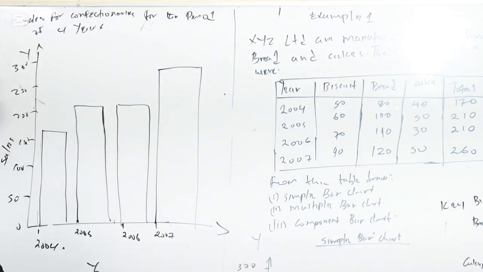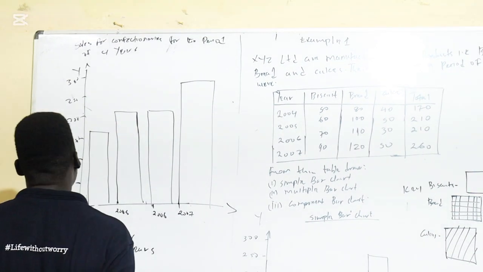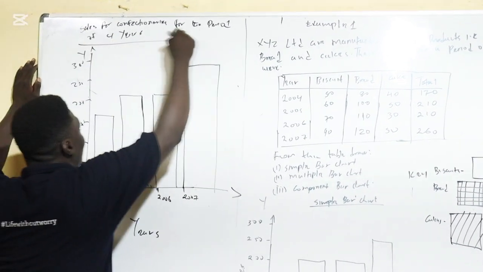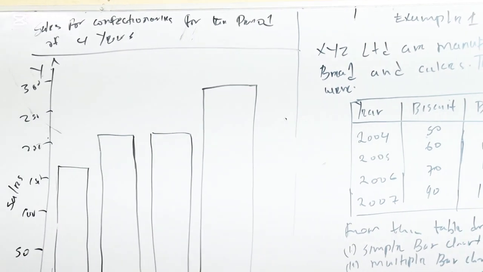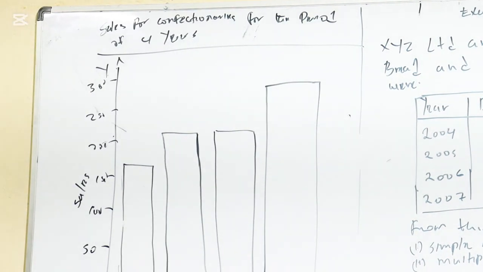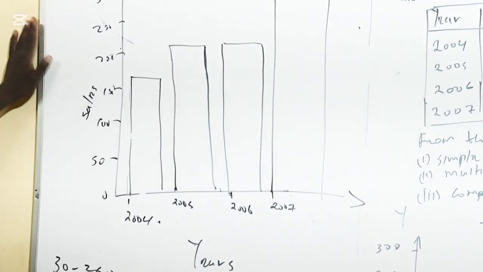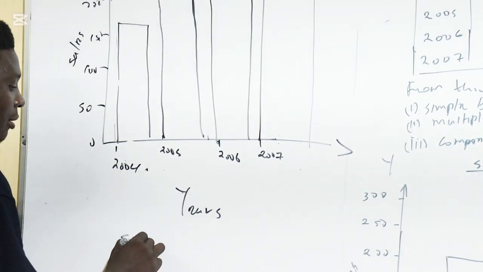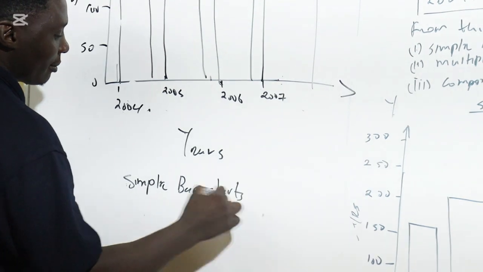So this will be years. Then this will be sales in what? Maybe thousands or whatever units they are. So this is how the graph is well labeled, and all the axes are labeled, and all the bars are well indicated. Now with a simple bar graph, you don't add anything, we just draw the bars the way they are. That's the example I did here, and this is what we call a simple bar chart.